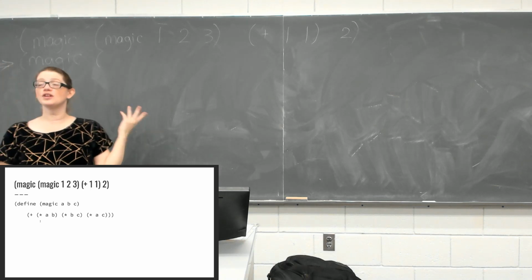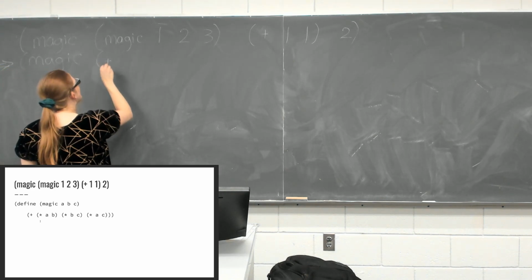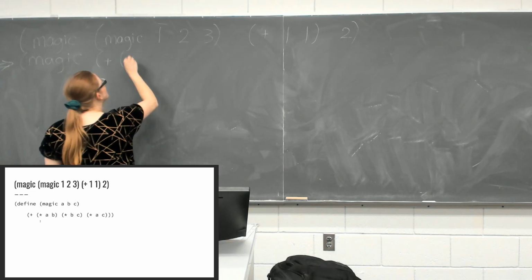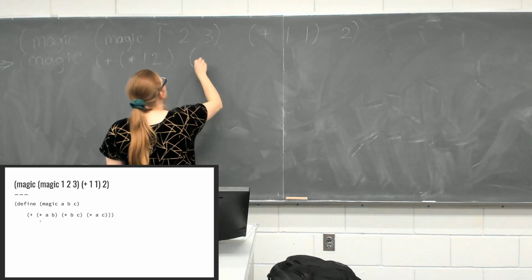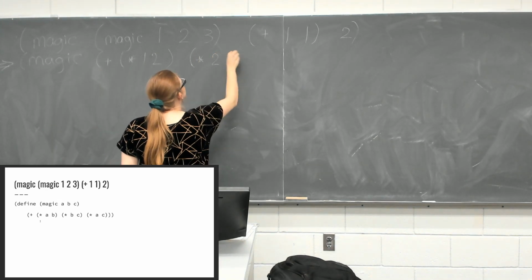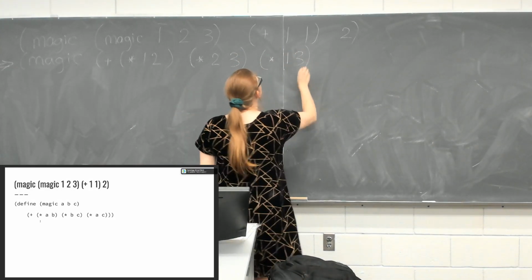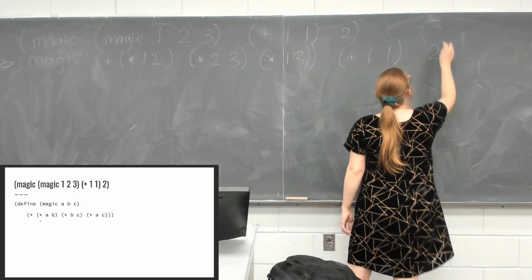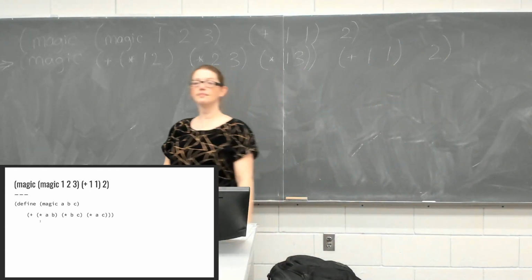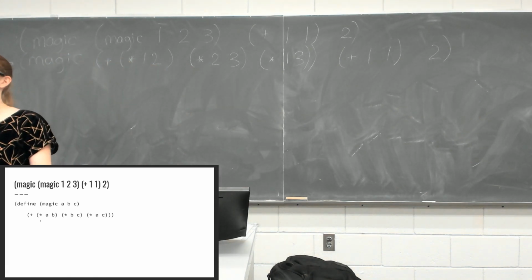So the next step that we would have is we're going to replace magic 1, 2, 3 with the body of function magic, where the parameter values have been substituted in. So we end up with plus 1, 2. So that's our next line. What do we do next? What's the next step?